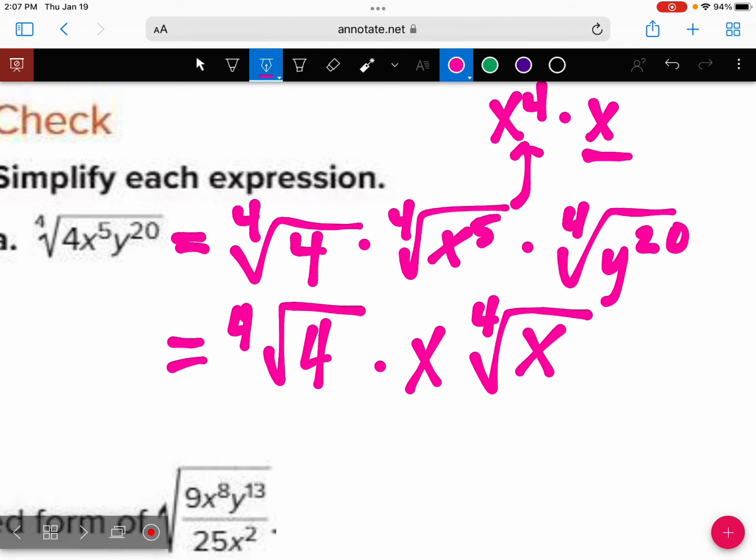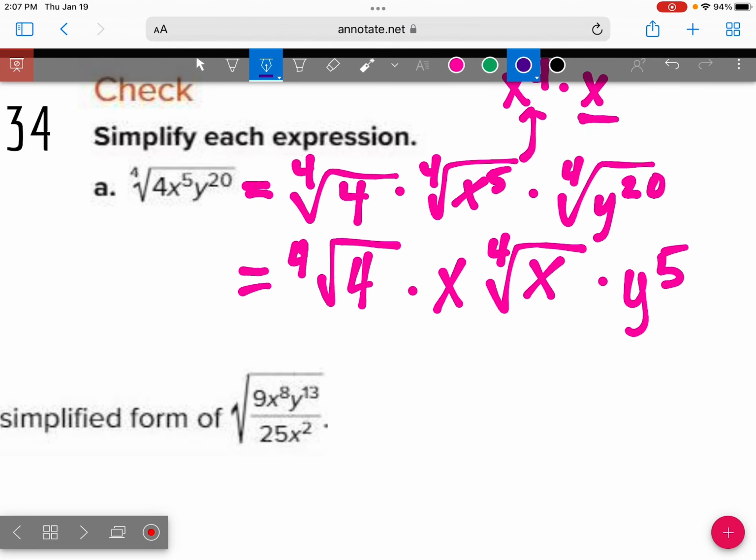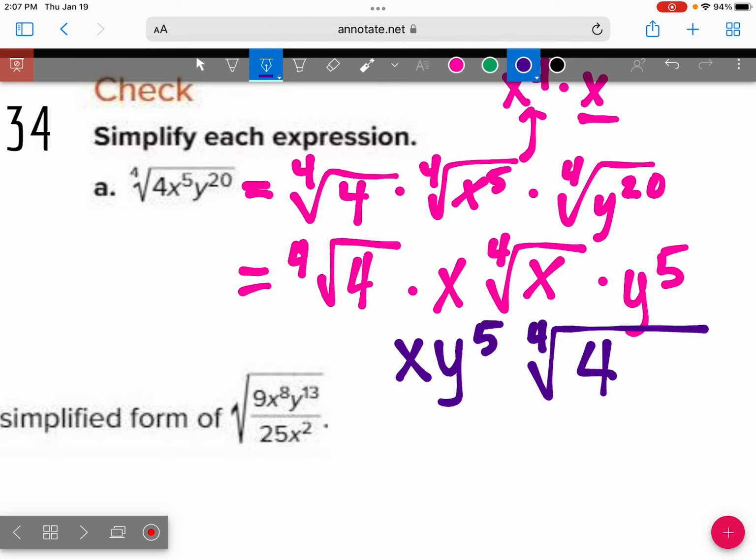And then the 4th root of y to the 20th. What do we get? y to the 5th. Totally fine. Okay, and then we want to rewrite this as x times y to the 5th times the 4th root of what? Not just x, but 4x. Yep, we want to bring both pieces back together, okay? All right.